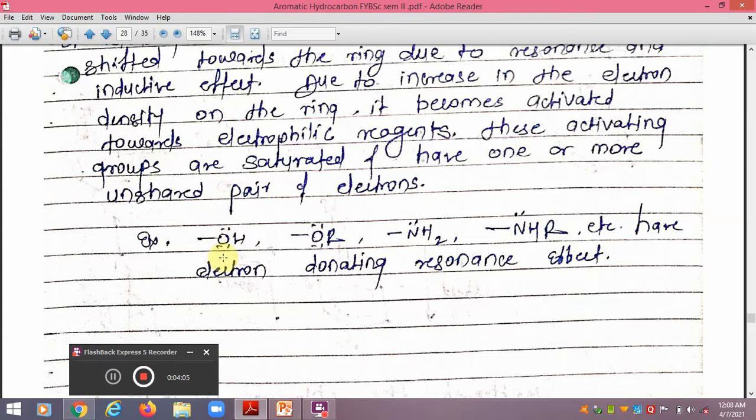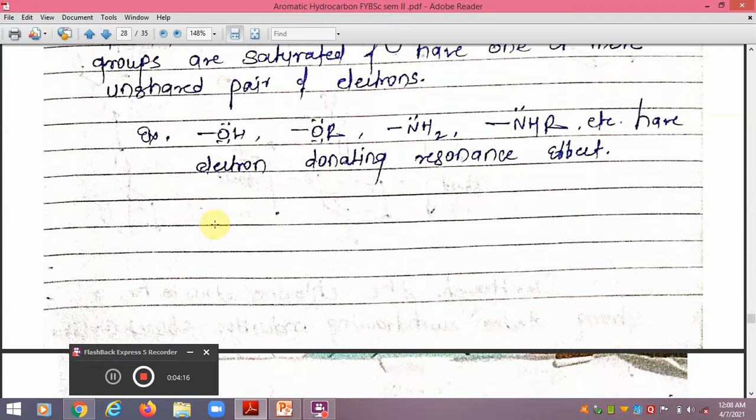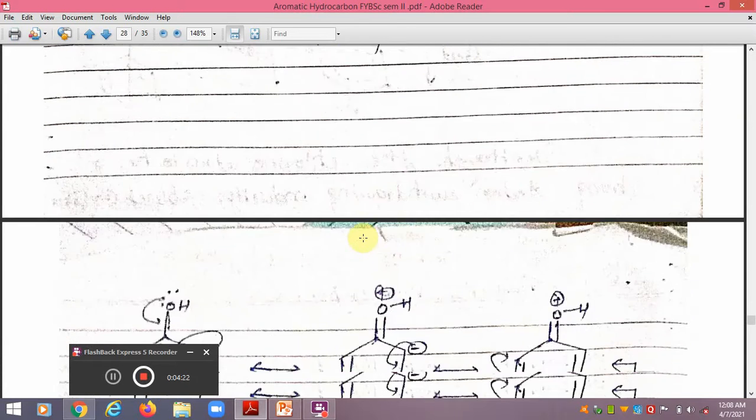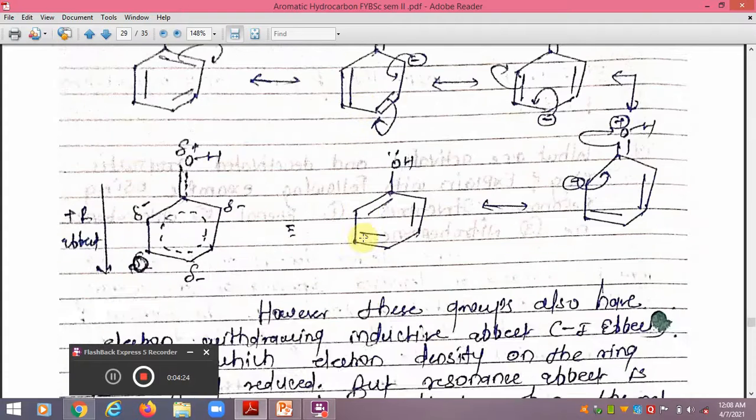These are groups like OH having two lone pairs of electrons, OR, NH2, NHR. So these are the groups which are electron donating groups through the resonance effect to the benzene ring, and that's why these groups are electron donating groups, electron activating groups, and in this case the benzene ring is called the activated benzene ring.